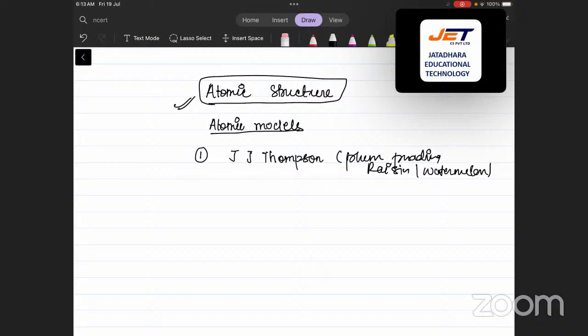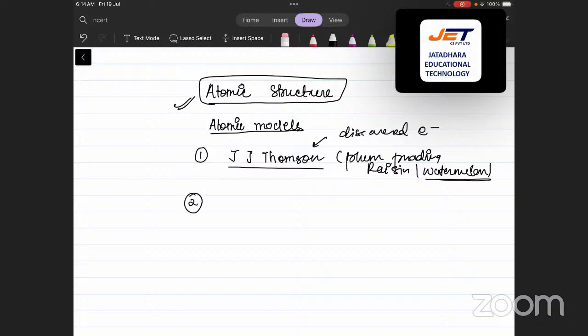Like your atom, he imagined it as a watermelon, or it will look like a watermelon. The more relatable example would be watermelon for us, right? So the model was given by J.J. Thomson. He was the one who discovered the electron.